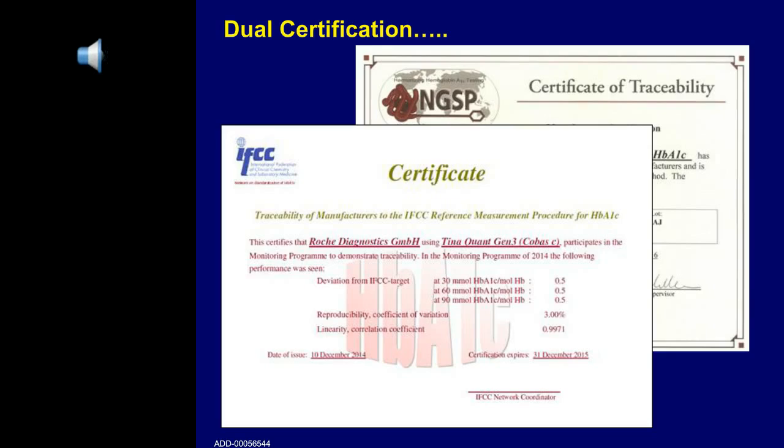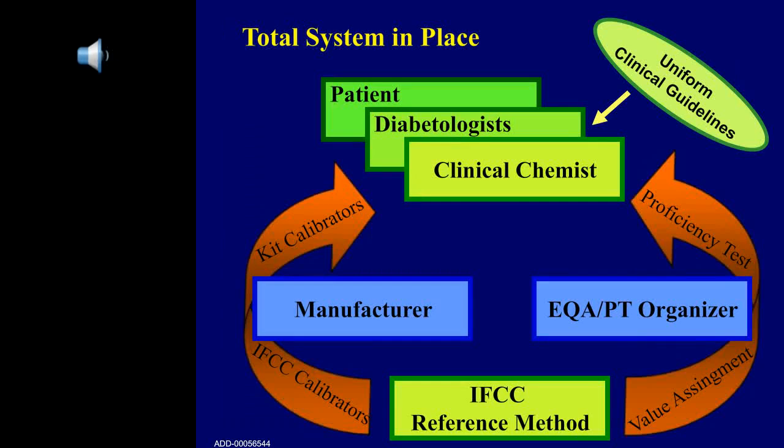So, we have achieved full standardization in the world for HbA1c. And indeed, we have universal interpretation guidelines. Therapy goal below 53 millimole per mole, etc. The total system is in place now.